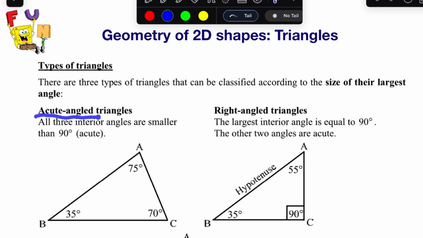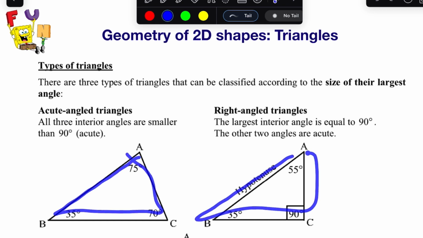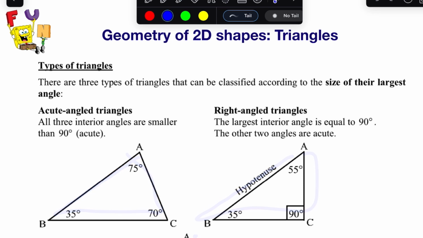We call it an acute angled triangle. Now a triangle, guys, is a shape that consists of three sides. So when we talk about the triangle, the word tri means three. It consists of three sides.